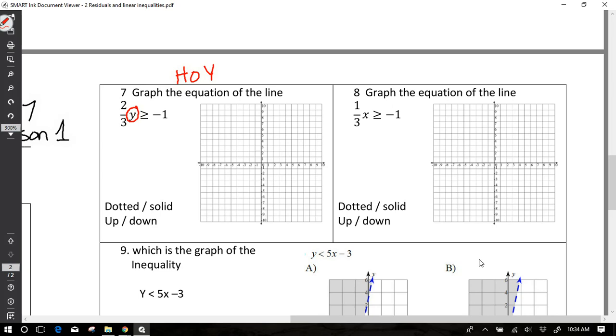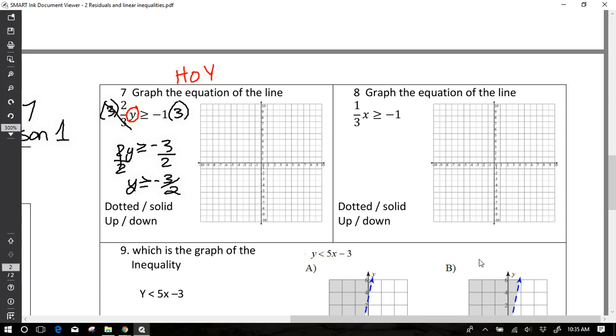All right. So let's go ahead and solve this to get the y by itself. So I'm going to multiply all my terms by 3. 2y is greater than or equal to -3. And then I'm going to divide by 2. So I have y is greater than or equal to -3/2. There is no x, so there is no slope, right? It's just a zero slope.